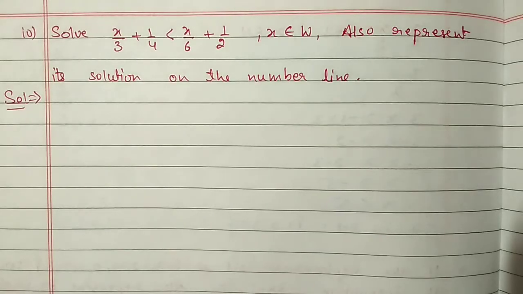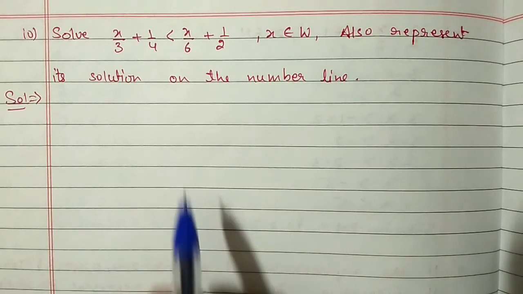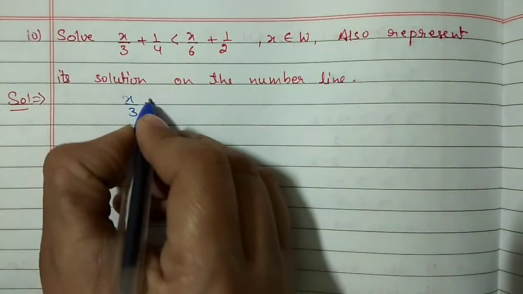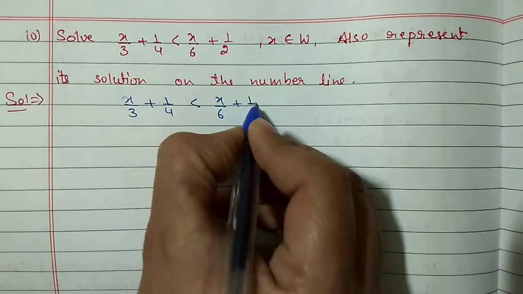Next question number 10. Solve x by 3 plus 1 by 4 less than x by 6 plus 1 by 2, and x belongs to whole number. Also represent its solution on number line. So first we will solve this inequation. We have x by 3 plus 1 by 4 less than x by 6 plus 1 by 2.